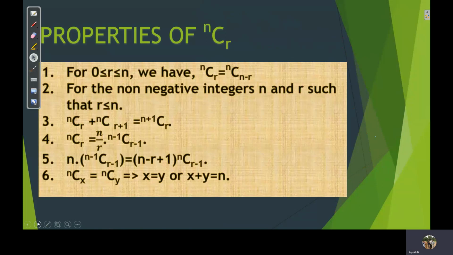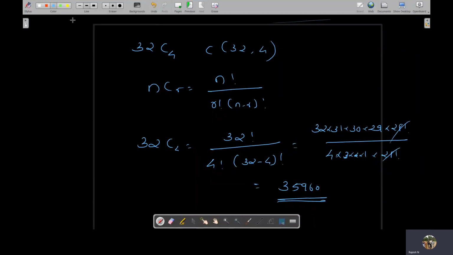These are properties we will discuss. We will prove them. nCr is equal to nC(n minus r). Another is nCr plus nC(r plus 1) is equal to (n plus 1)C(r plus 1). This one is not that important. And nCx is equal to nCy implies x is equal to y or x plus y is equal to n. So these are the properties we will discuss in the next classes.